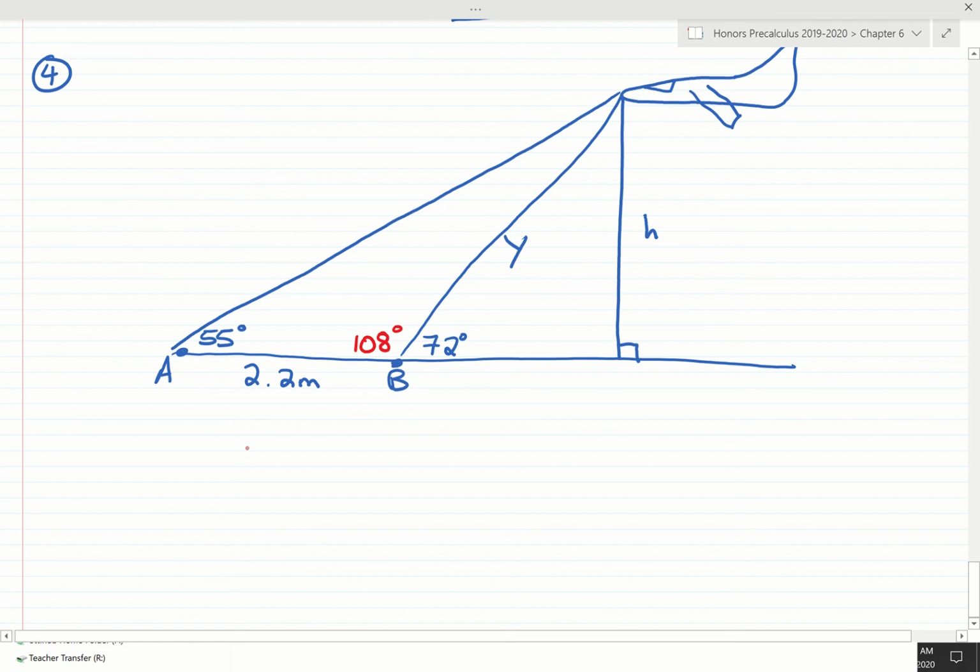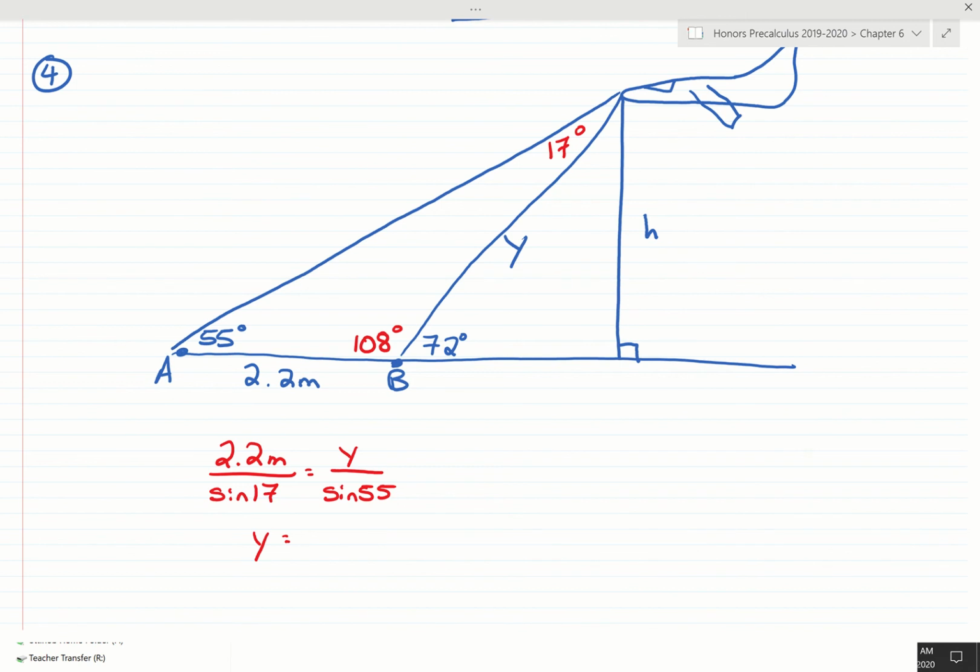And then we could say that, let's see what we could do here. We know that this angle then, 180 minus the 108 and 55, is 17 degrees. All right, so now we know that we have the 2.2 miles over the sine of 17 degrees is equal to side y over the sine of 55. And if we do the math here, 2.2 times the sine of 55 divided by the sine of 17, we get that that side y is 6.2 miles.